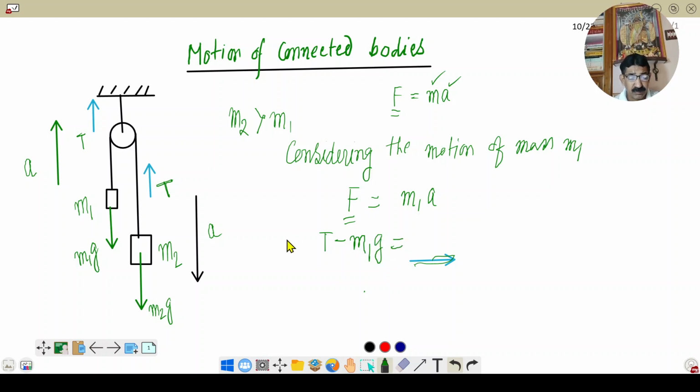In place of F, we can write T minus M1G is equal to M1 into A. And this is equation number 1.